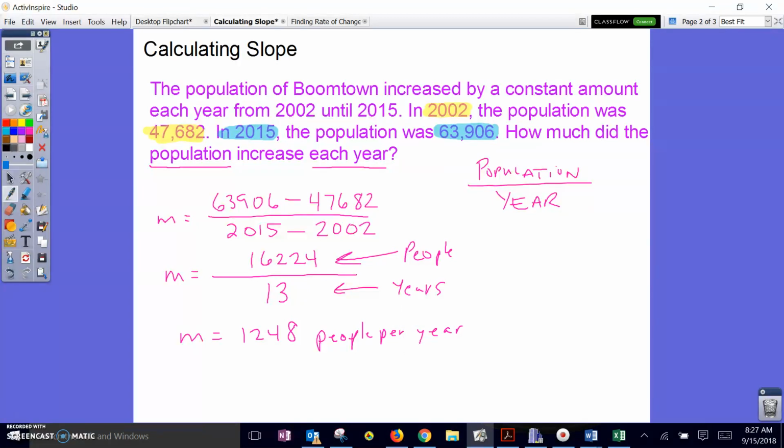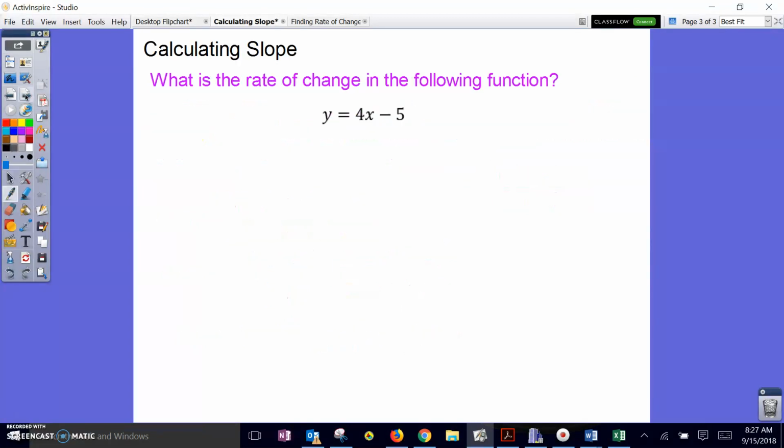All right, one more example related to slope. This question asks, what's the rate of change in the following function? And that's something that you should understand, is the connection between the phrase rate of change and slope. When we're talking about the rate of change of any linear function, what we're really talking about is the slope. So when we want the rate of change for this function, we're looking for the slope of this function. And I'm going to do this in kind of a weird way to start.